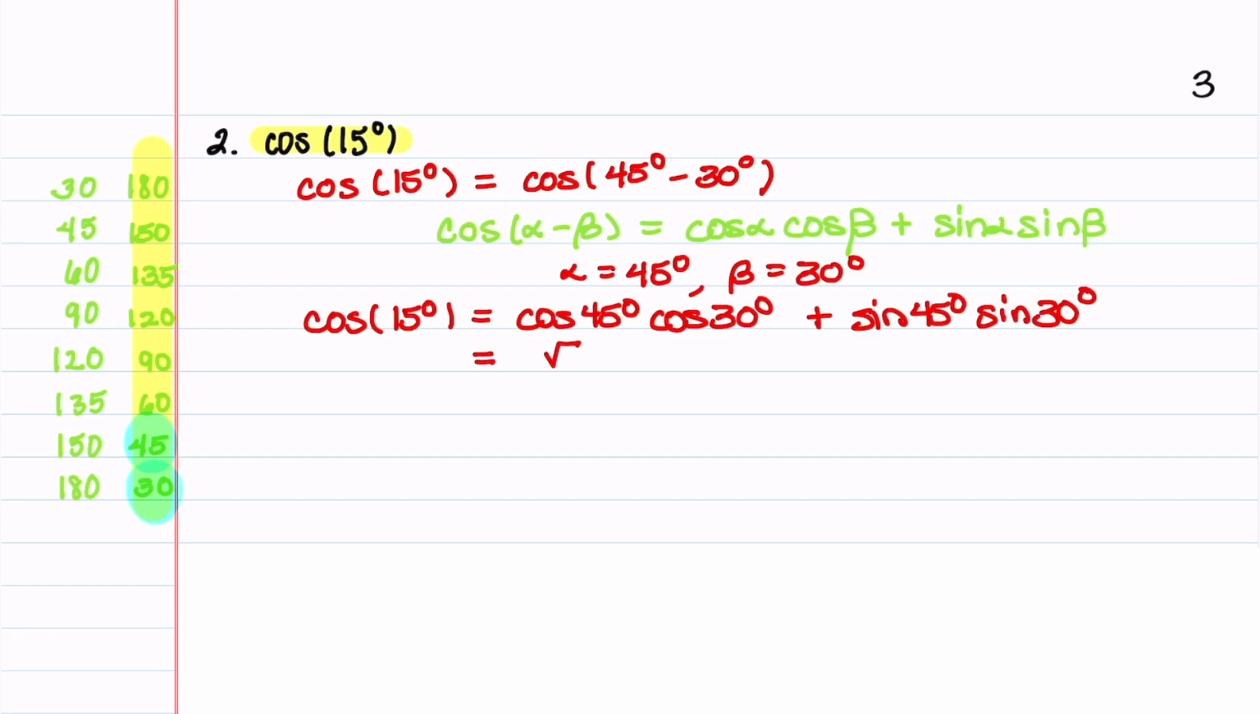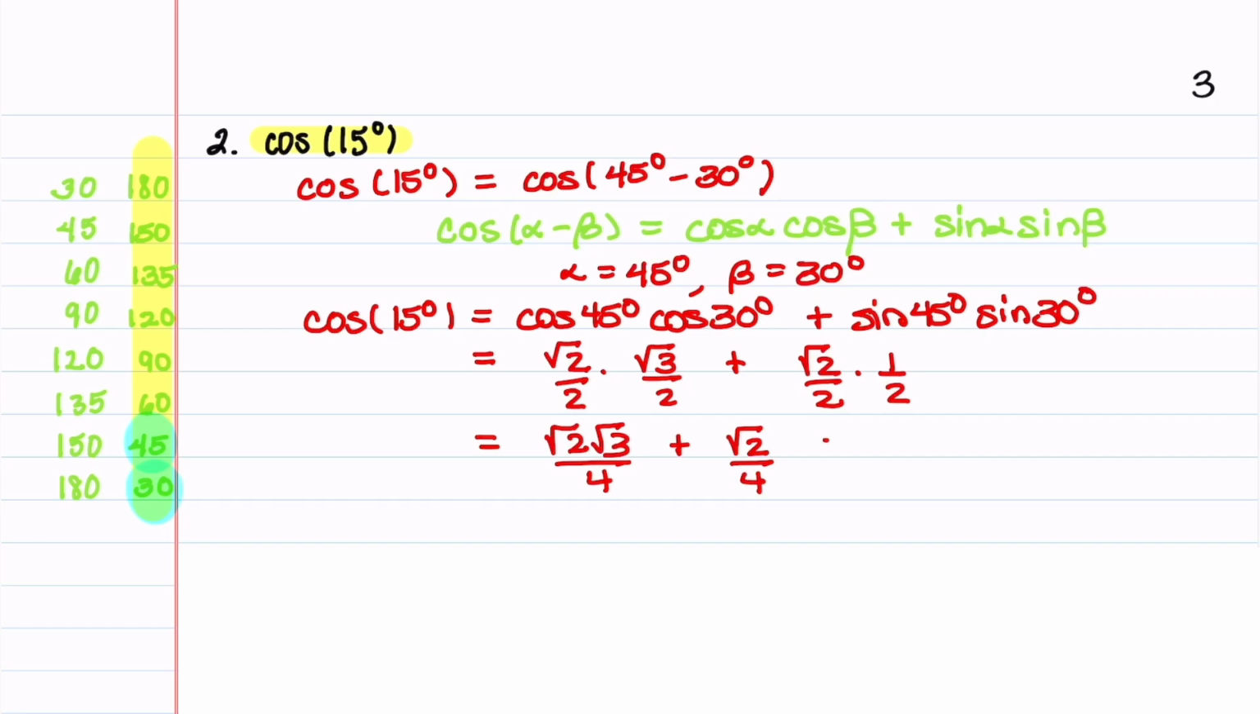Cosine 45 degrees is root 2 over 2. Cosine 30 degrees is root 3 over 2. And then we add root 2 over 2 times sine of 30, which is 1/2. This gives us root 2 root 3 over 4 plus root 2 over 4. We'll bring out a root 2 over 4 just like we did in the last problem. And we have a root 3 plus 1. And we have our final answer.